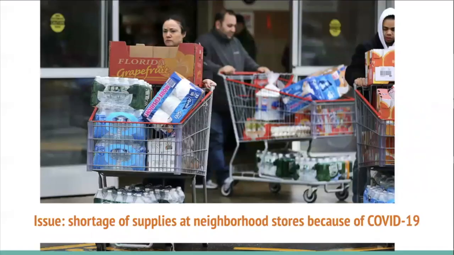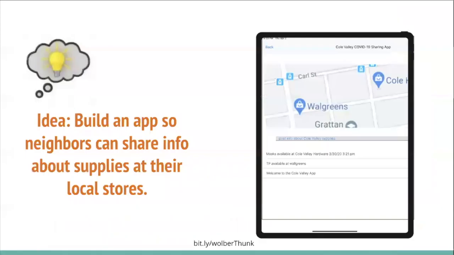Okay, let's look at a real problem. With COVID-19, there's all kinds of issues, including collecting and distributing masks for hospitals, and also for most people, it's a challenge just to keep up with the groceries and the supplies you need. Basic stuff that we're not equipped to deal with. Maybe an app can help. The idea we're going to consider in this series is, let's build an app where neighbors can share info on supplies. Like, toilet paper's available at Walgreens on Parnassus Street, right?